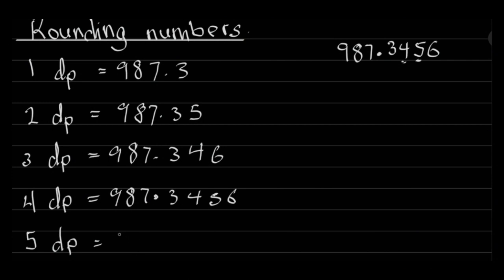To 5 decimal places, 987.3456 and 0. 0 doesn't really increase anything, but it is telling us that we could have a number there, but that number is 0. Okay, so that is how it goes.